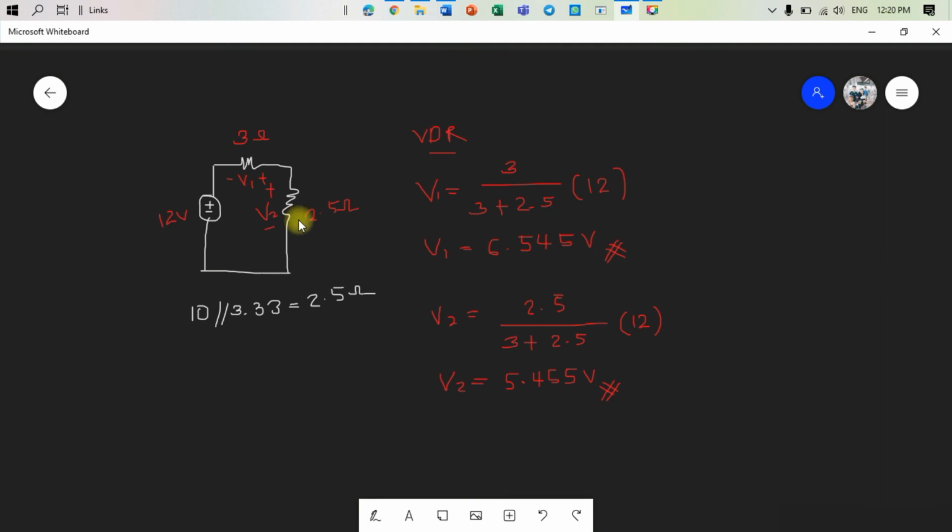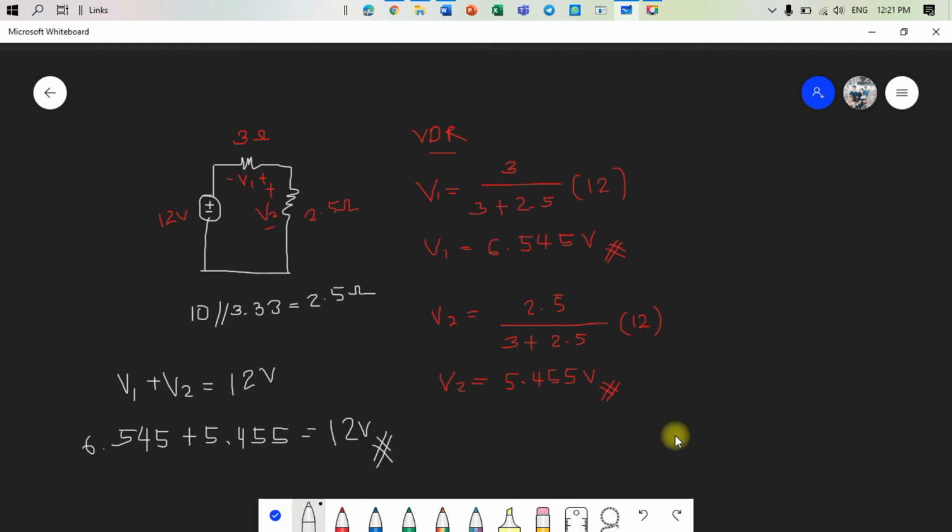So how do we know the answer is correct? To check the answer, we can add these two voltages, and we will get the total of the voltage source. If we check here, V1 and V2, we will get 12 volt like this calculation. So we already solved this equation.